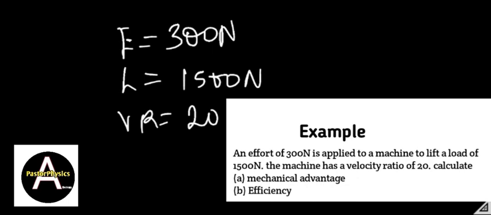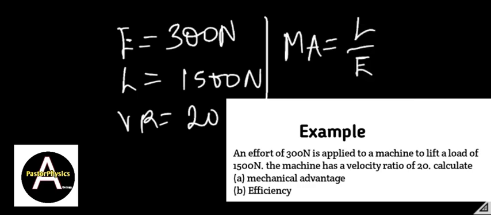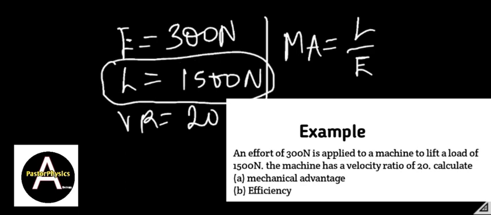Now, when they ask you to do something like this, first of all, you recall the formula of what they are asking you to calculate. What is mechanical advantage? MA is equal to load over effort, right? Now we are given load as 1,500, and we are given effort as 300. So we just substitute into this equation.